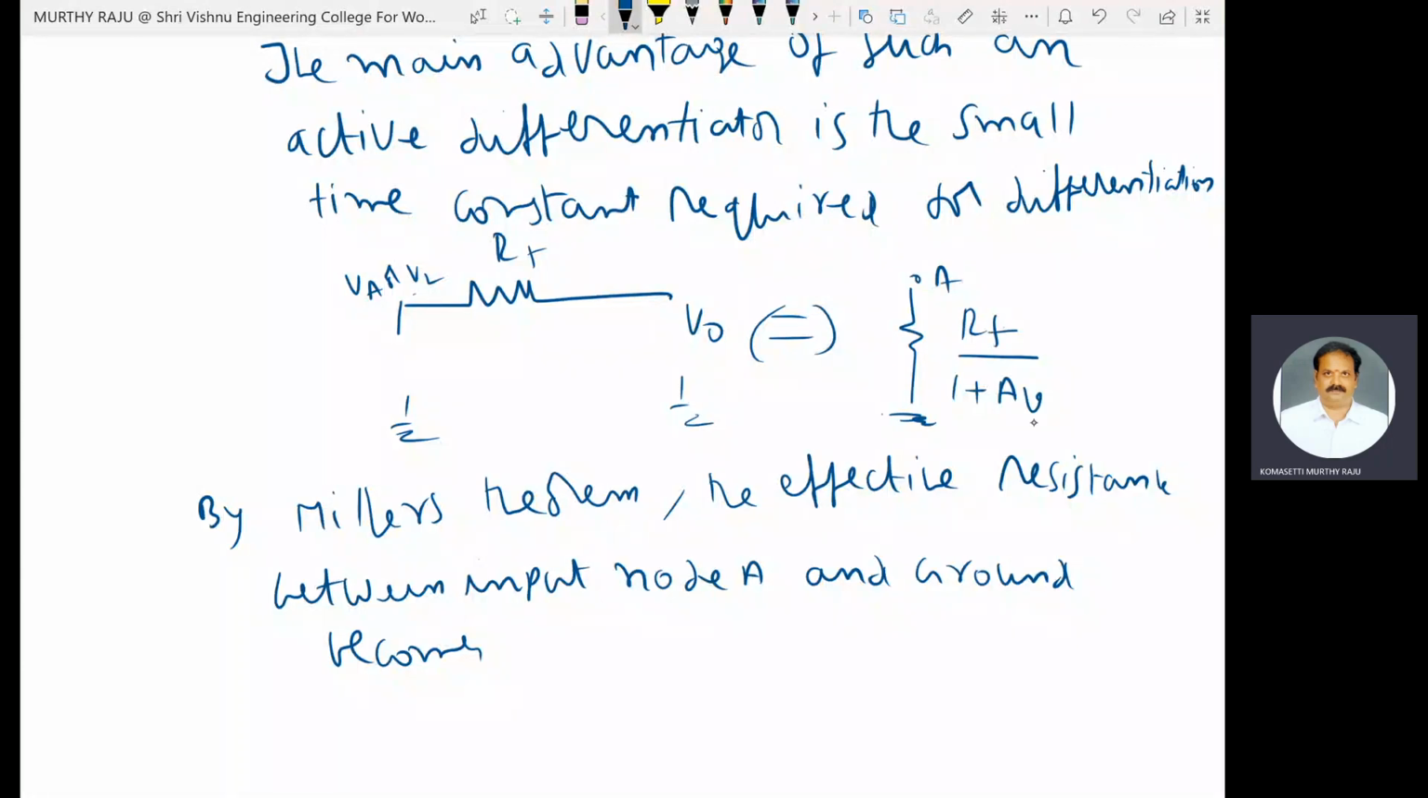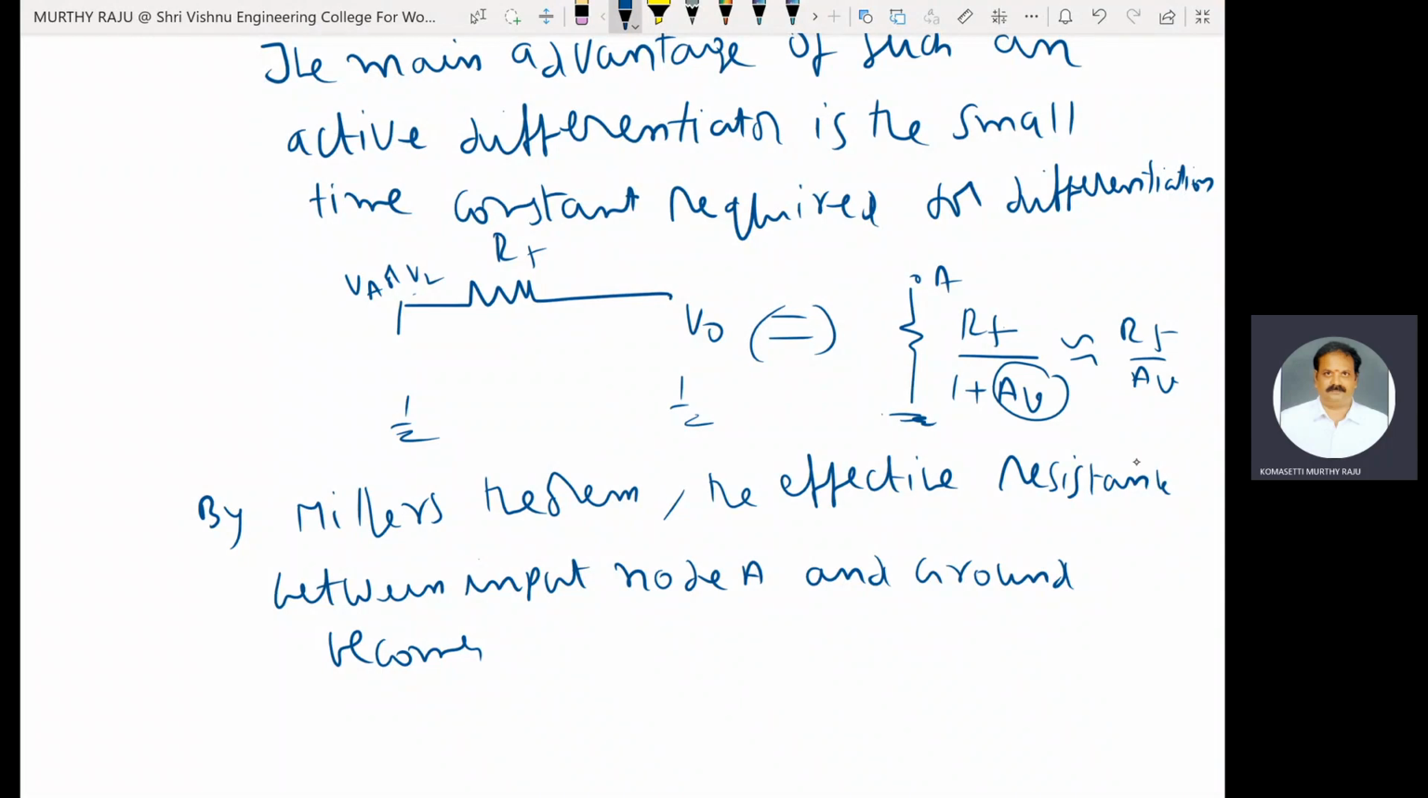For inverting amplifier configuration, AV is equal to minus, some minus sign is there, 180 degrees phase shift between input and output. Therefore, RF by 1 plus AV is approximately equal to RF by AV. AV is a high value, generally infinity. Infinity means RF by infinity, that is 0. Here, AV is the gain of the Opamp, which is very large, 2 into 10 power 5.